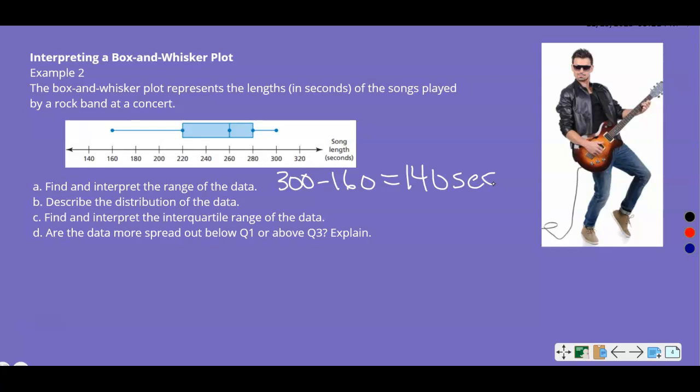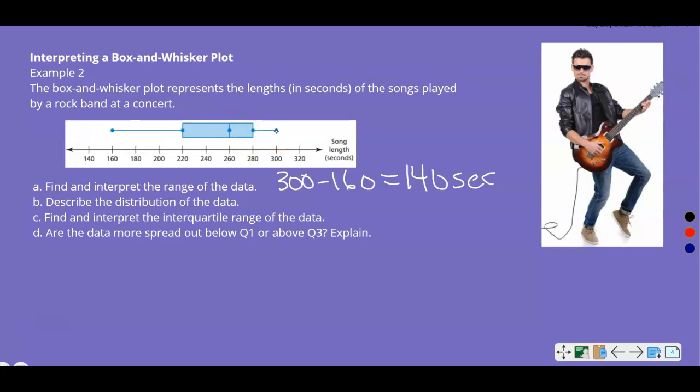Then it says describe the distribution of the data. So if we look at the box and whisker plot, what do we notice? Each whisker represents 25% of the data. So you can see that this whisker represents 25% and this represents 25%. How do we know that? Because this number comes from the median of this half, and this number comes from the median of this half.